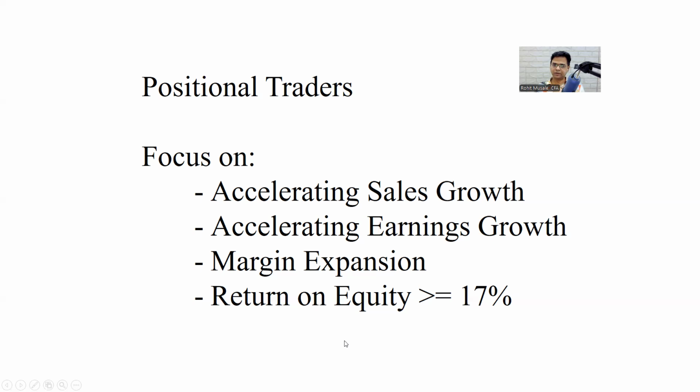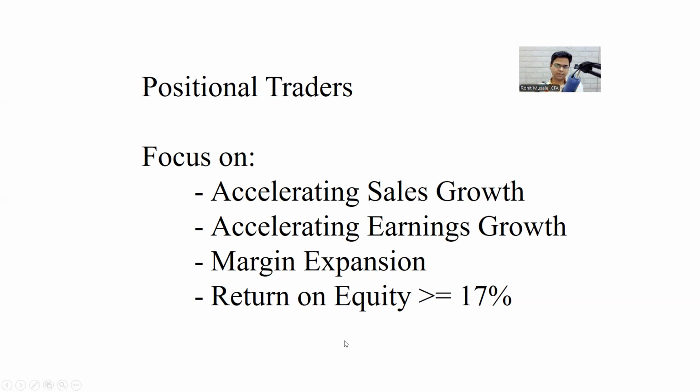3 consecutive quarters of accelerating earnings growth. You could take EPS, you could take net profit. It's one and the same thing. Then, last 3 years of earnings should be growing. Or last 5, 6 years. If you see the earnings, there should be growth in earnings.